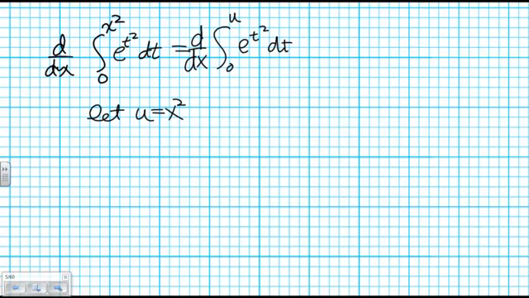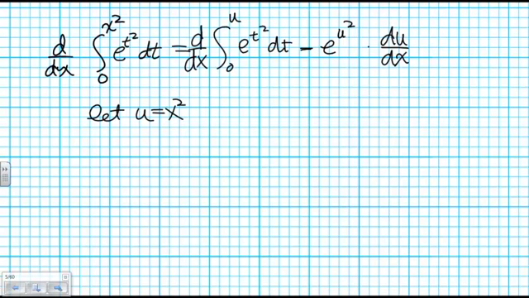This is now still a function of x. U is a function of x. What do we get when we take the derivative of this function? I get e to the u squared du dx.